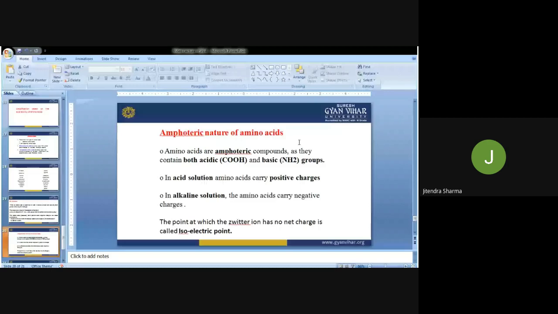It means that when the total of the negative and positive charges is zero, it is called a zwitterion. The point at which the zwitterion has no net charge is called the isoelectric point. So the point of zero charge is called the isoelectric point.